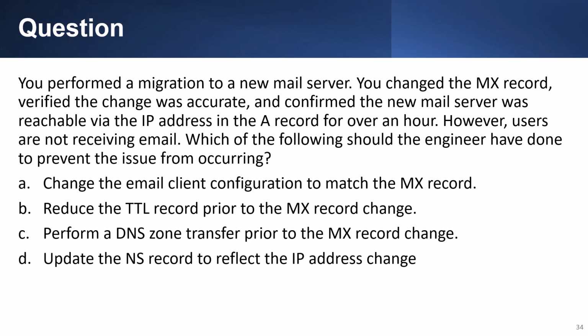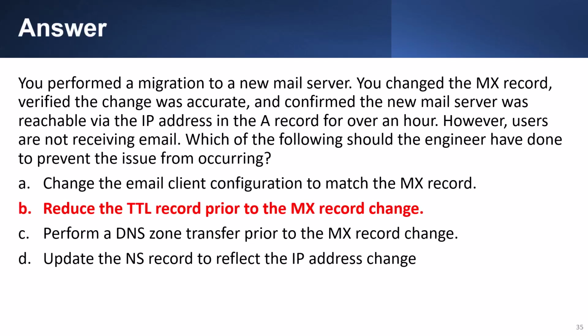Question: you performed a migration to a new mail server. You changed the MX record, verified the change was accurate, and confirmed the new mail server was reachable via the IP address in the A record for over an hour. However, users are not receiving email. Which of the following should the engineer have done to prevent the issue from occurring? Answer: reduce the TTL record prior to the MX record change.